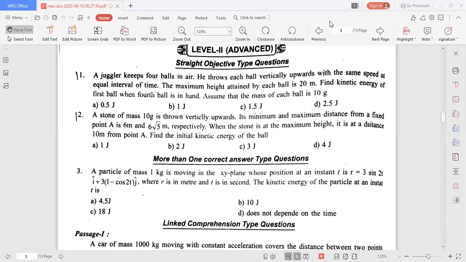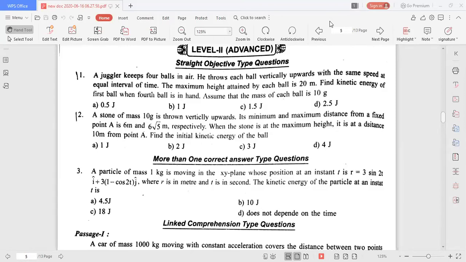Mass of the particle is given as 1 kg. Therefore, half into mass 1 kg into the dot product between v bar and v bar. V bar dot v bar means the coefficient of i cap into coefficient of i cap, that means 6 cos 2t into 6 cos 2t, both are the same vectors. That's why (6 cos 2t) whole square plus the j cap coefficients product.